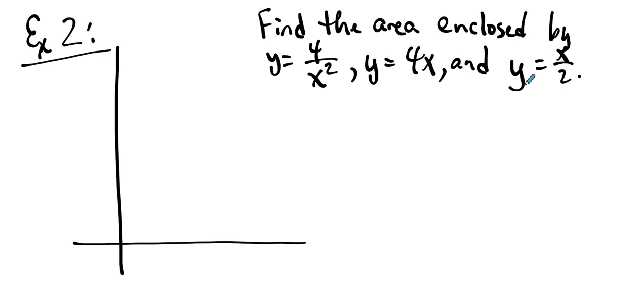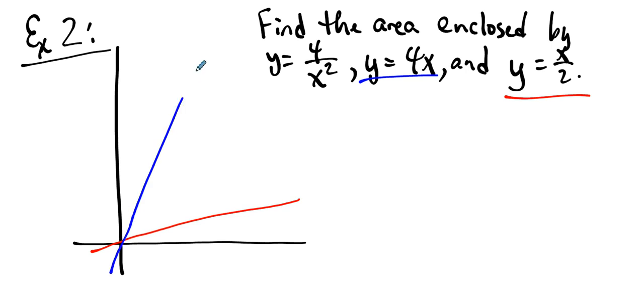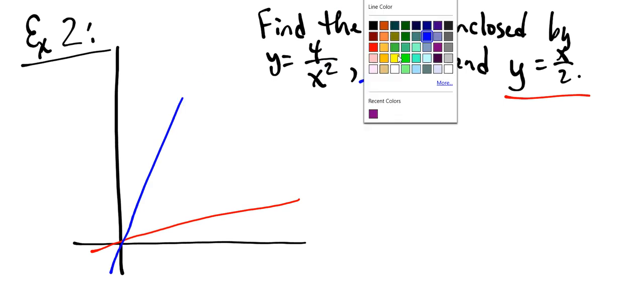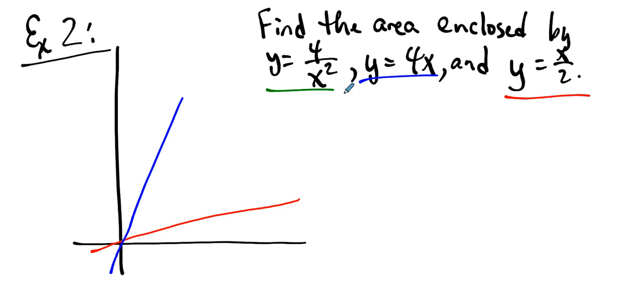Some things are easy. X over 2 looks like this. 4x looks like this. 4 over x squared looks like this. So we're looking for this area.